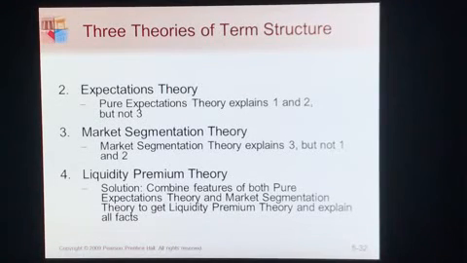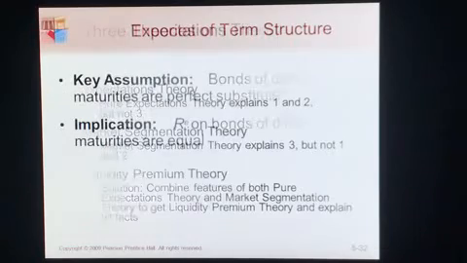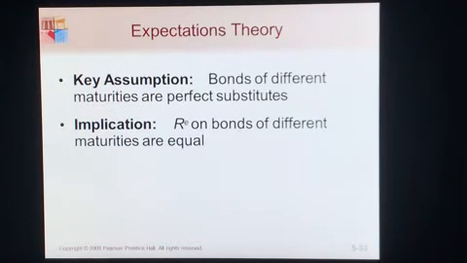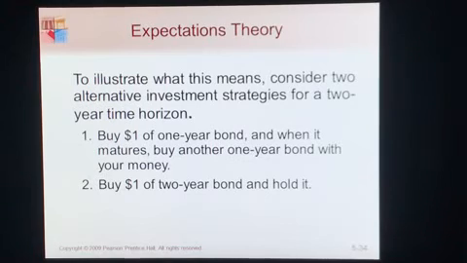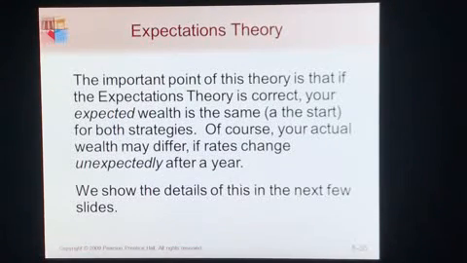So there are basically three theories of the term structure: expectation theory, market segmentation theory, and liquidity premium theory. Expectation theory is the pure expectation theory, which explains facts 1 and 2 but not fact 3. Later on we will discuss in detail these theories. Here are some key assumptions of the expectation theory. You can just go through these assumptions by yourself.